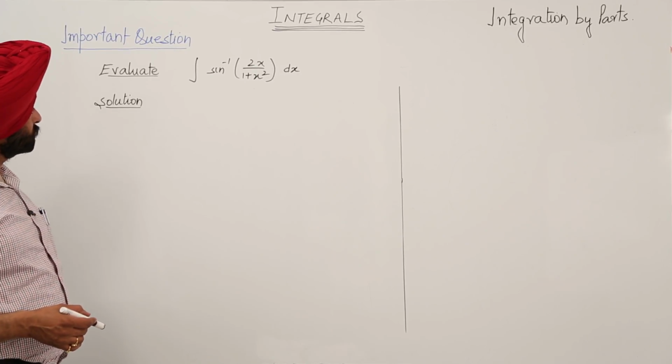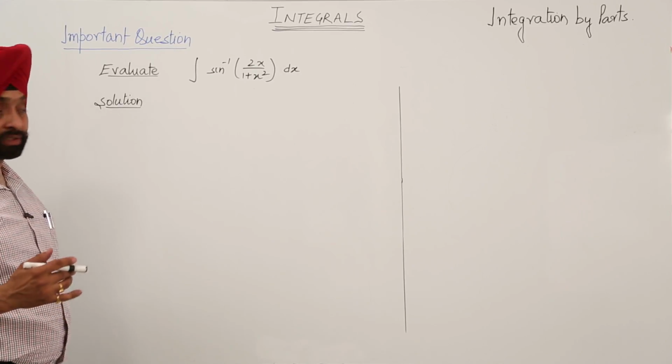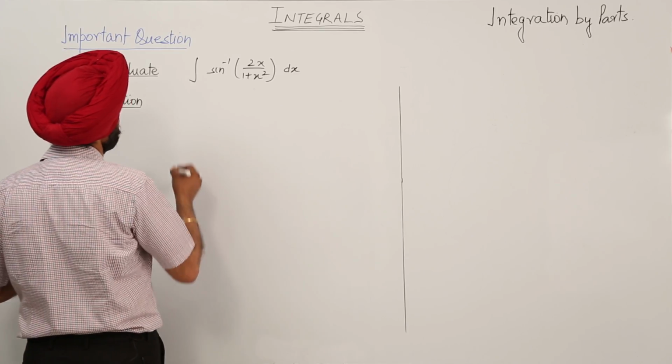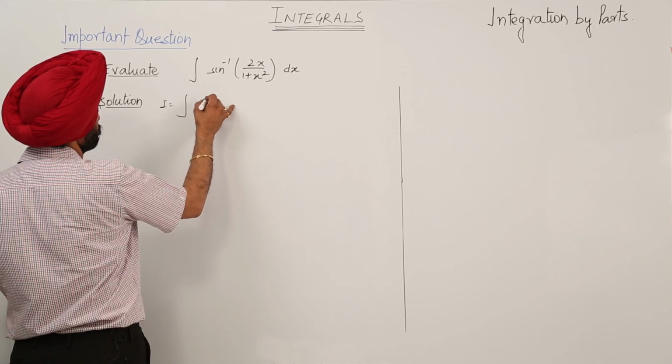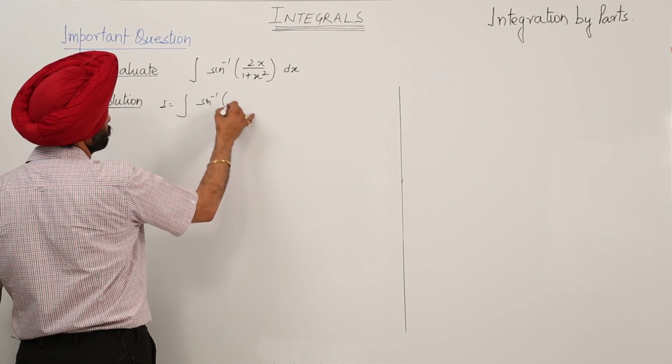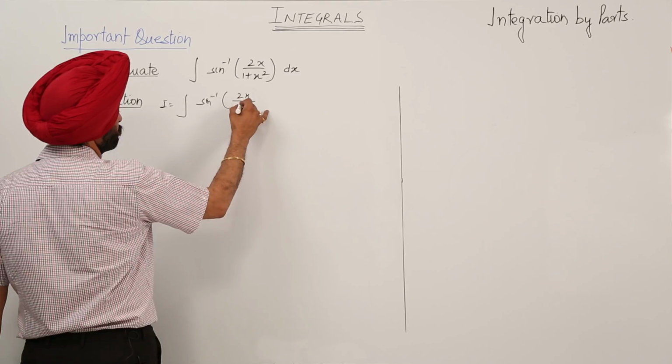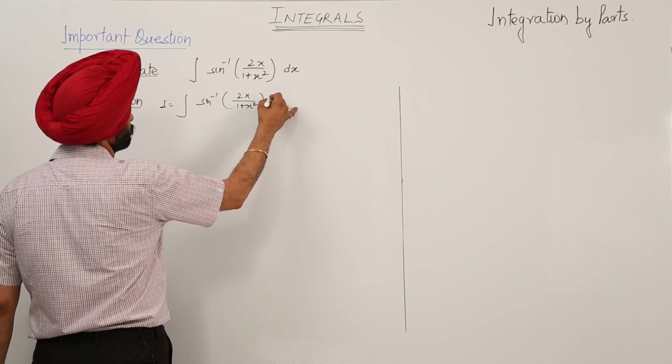Let us first reduce the question to the simplest form. Okay, now we have the question as the integration of sine inverse of 2x upon 1 plus x square dx.